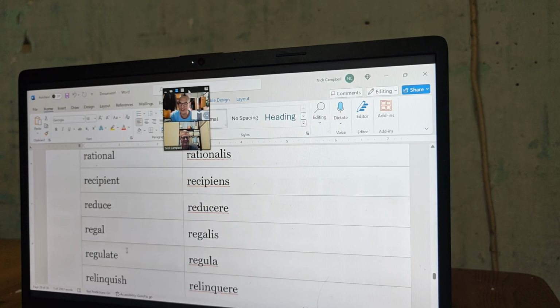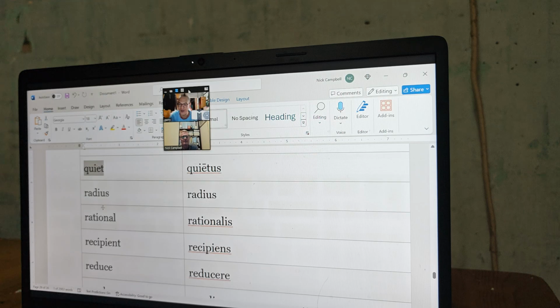Radius. Radius has to do with the circle, right? The radius of a circle, the circumference and the radius. The distance from the middle of the circle to the outside of the circle is the radius. Like pi r squared. You know pi r squared? Yes.